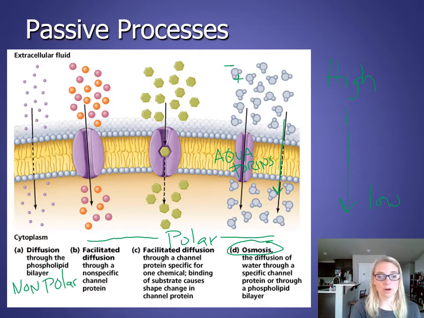So all of these processes, simple diffusion, facilitated diffusion, and osmosis are all passive. We do not need energy because things are going from their high concentration to low. It's entropy, it's all kind of following energy going from exergonic reactions, right? Releasing energy in that process.